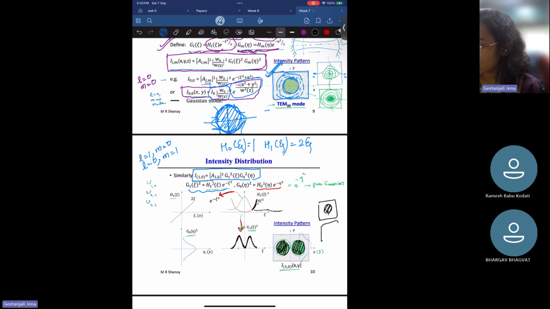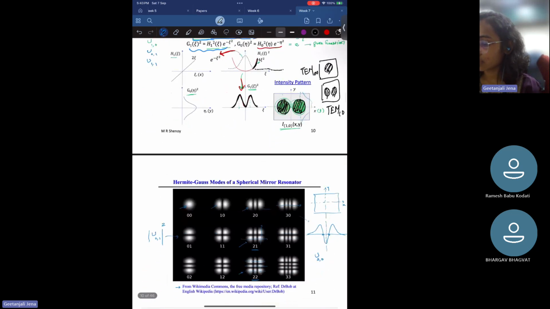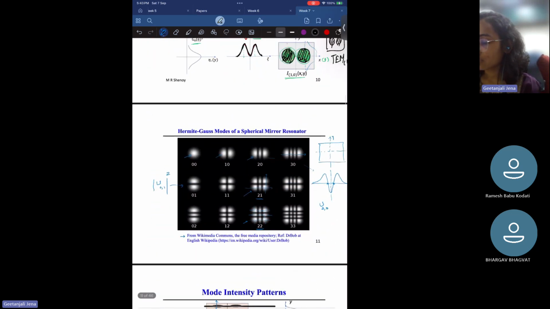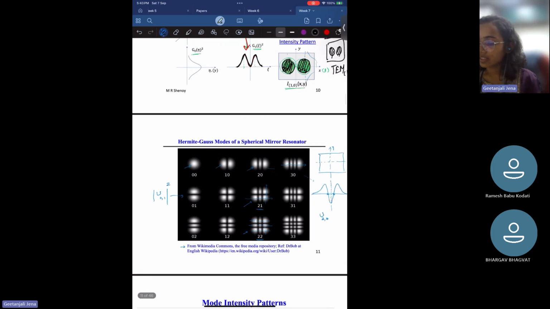Now for the next higher order mode, which is TEM10, the field pattern is this much. And for the next higher mode, you can easily calculate. So these are some field profiles that have been taken from Wikimedia.